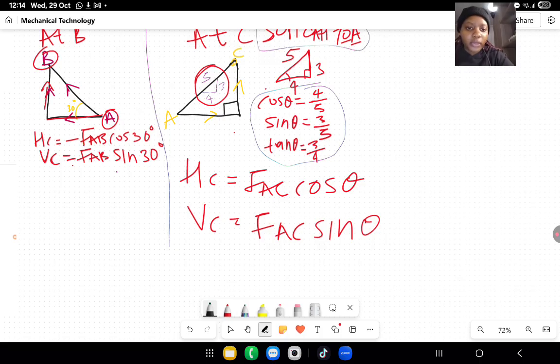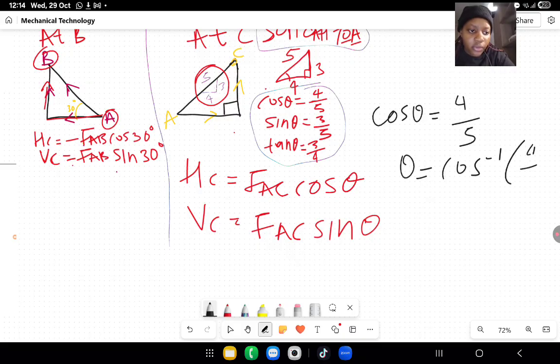Also, since we got this, that means we can find our angle theta. Let's use cos. Even if you use sine or tan, it will give you the same answer. Cos theta equals 4 over 5. Theta equals cos inverse of 4 over 5. You use your calculator, you press cos inverse of 4 over 5, which will give you 36.87 degrees. So this is your angle.